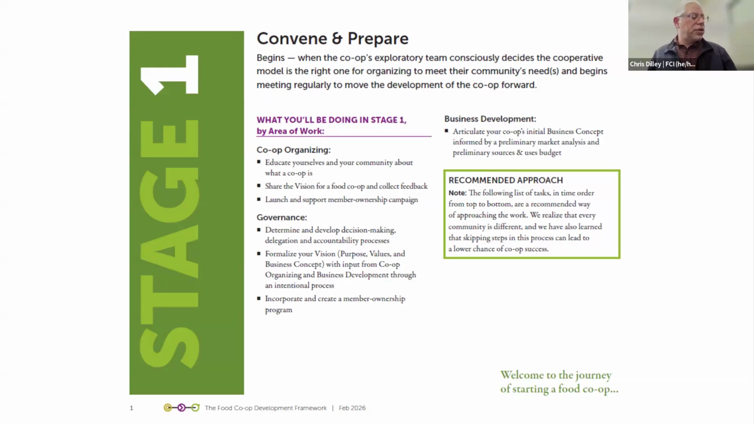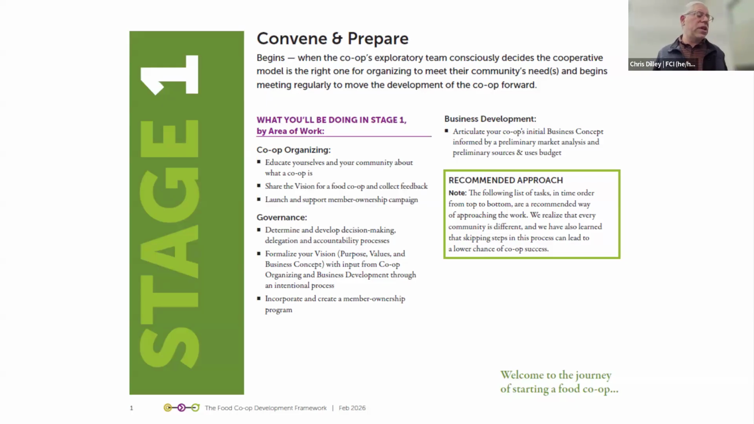Under governance, you'll be determining and developing decision-making, delegation, and accountability processes and practices for yourselves as a steering committee and board. Ultimately, you'll formalize the vision that the co-op organizing team is working on: your purpose, your values, and your business concept, with input from co-op organizing and business development. So you can see that you start to overlap into those other areas of work. And then, ultimately, it's the governance task to incorporate and create a member ownership program.